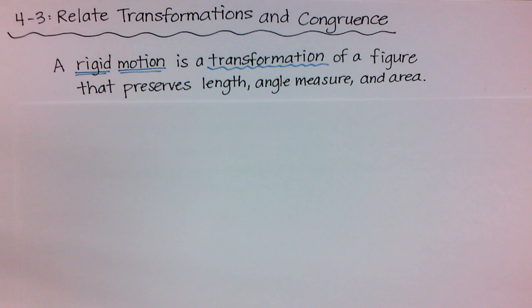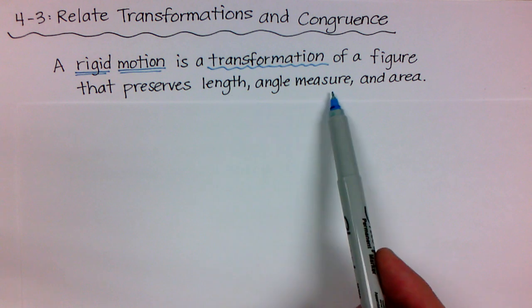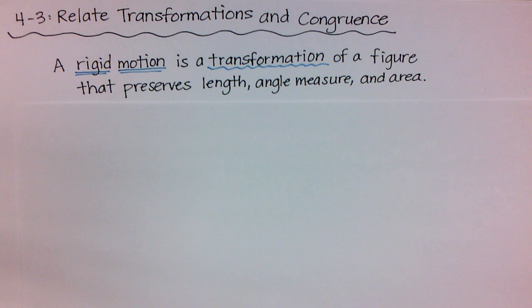So the first thing we're going to talk about is a rigid motion, and this is a transformation, so we're changing a figure, but it still is going to preserve its length, angle measure, and area. So this is different from if you have a picture and you enlarge the picture or you shrink the picture. That's not what this type of transformation is. This is preserving a figure's length, its angle measure, and its area. So it's going to be exactly the same, but just be moved around or changed a little bit.